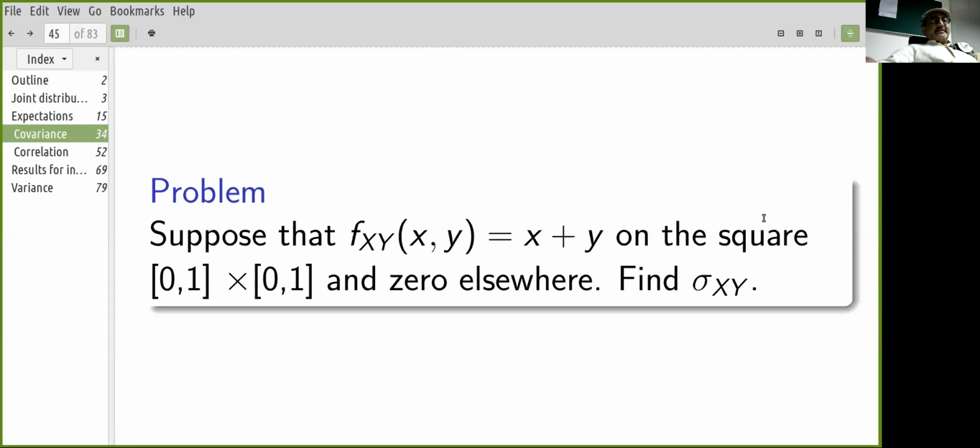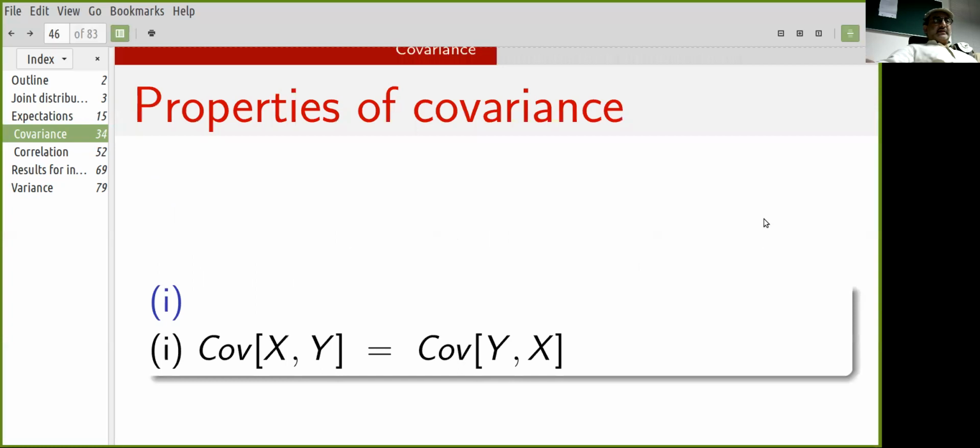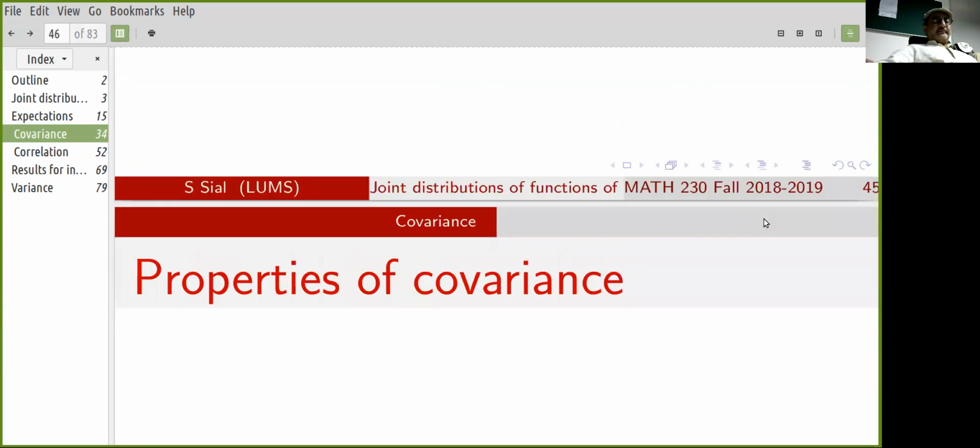Okay, suppose that we have two random variables x and y, and their PDF is f sub xy of x, y equal to x plus y on the unit square and 0 otherwise. So as an exercise, find the covariance of x and y.